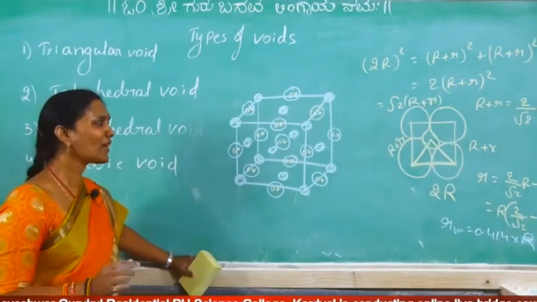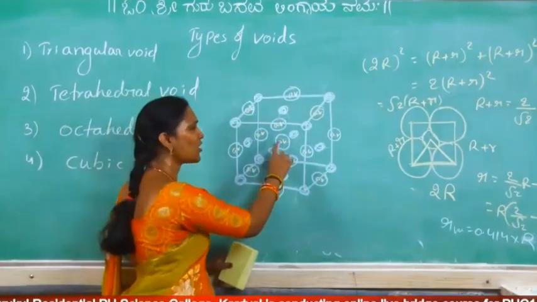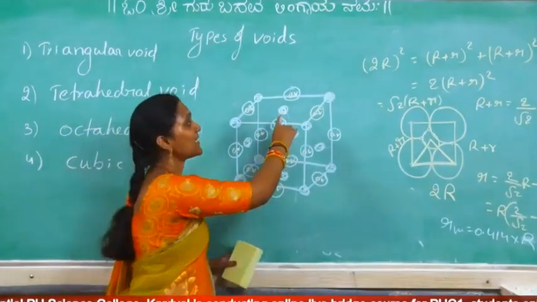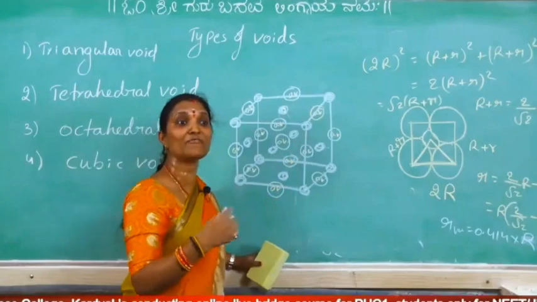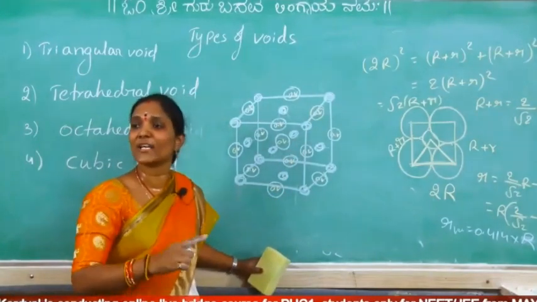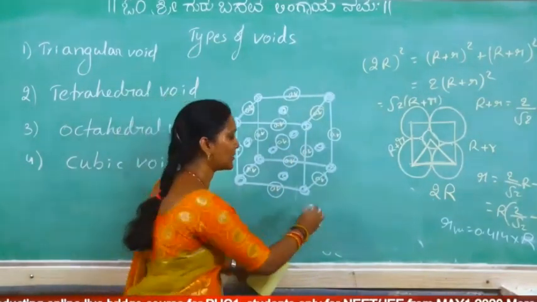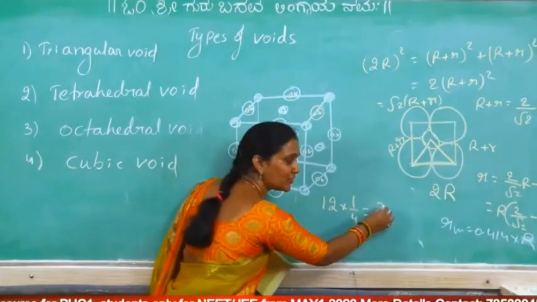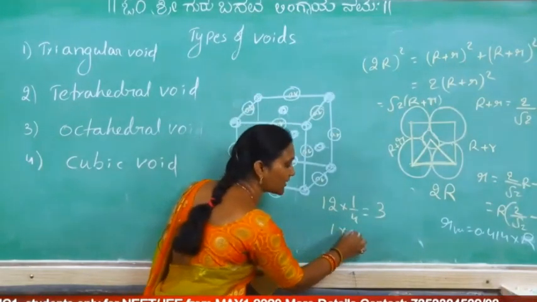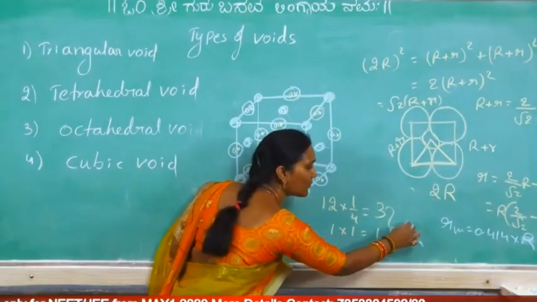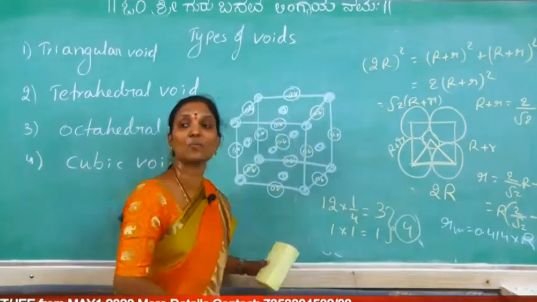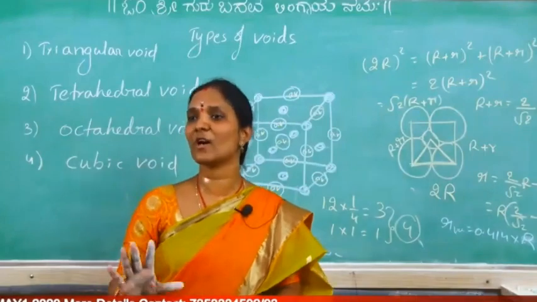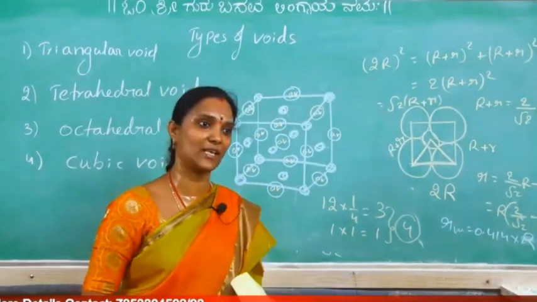But not. Why not? This belongs to this cube only, but the edge contribution is 1/4. How many octahedral voids are in the edges? 12. 12 into contribution 1/4 is equal to 3. And 1 in the body center, contribution 1. Total how many? 4. So how many octahedral voids are we getting? 4 octahedral voids, not 13.